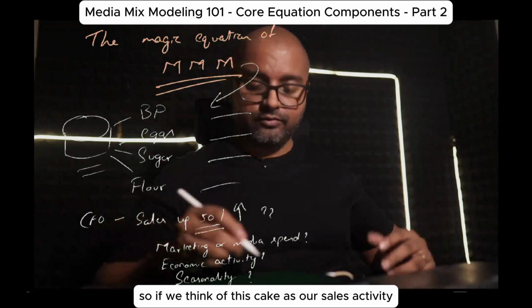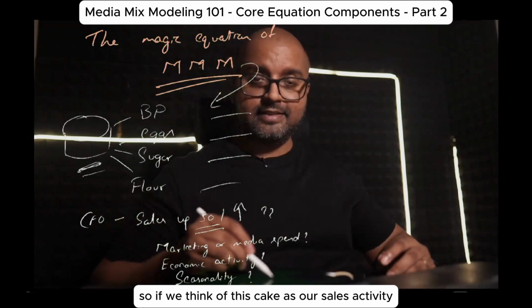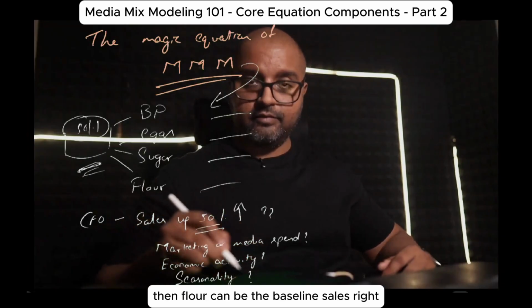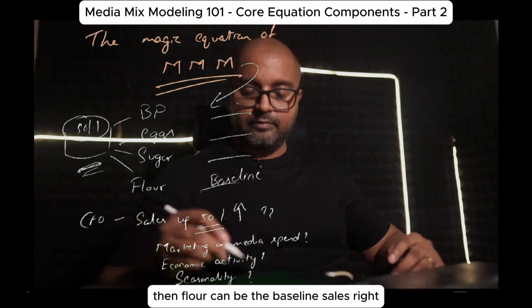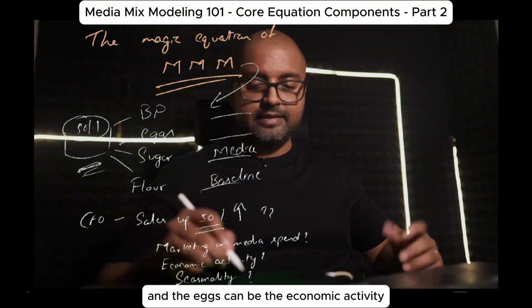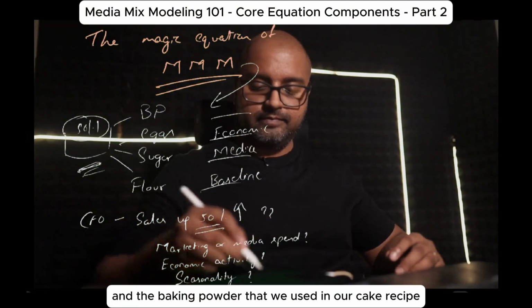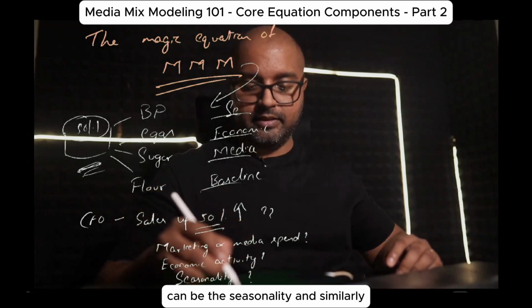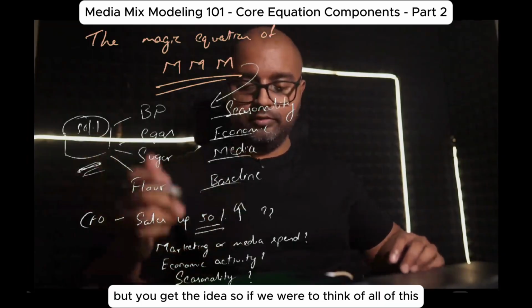So if we think of this cake as our sales activity, so this was the 50% increase in sales, then flour can be the baseline sales, right? And the sugar in our recipe can be the marketing or media spend, and the eggs can be the economic activity, and the baking powder that we used in our cake recipe can be the seasonality. And similarly, you can add more and more terms, but you get the idea.